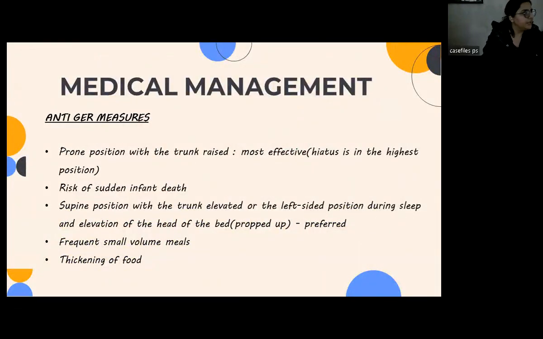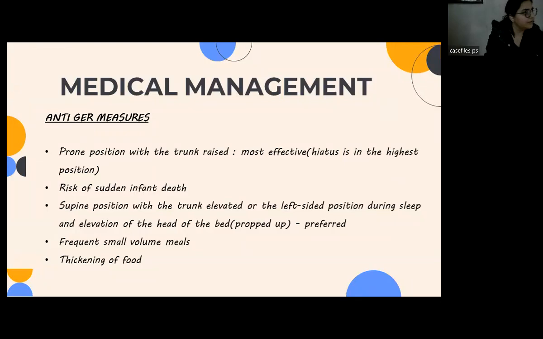Initially, we'll consider the medical management of patients with GERD. This includes the initial anti-GER measures, which are told to the caregivers. This includes prone positioning with the trunk raised. This has been described as the most effective mechanism because the height is at the highest position during this positioning.